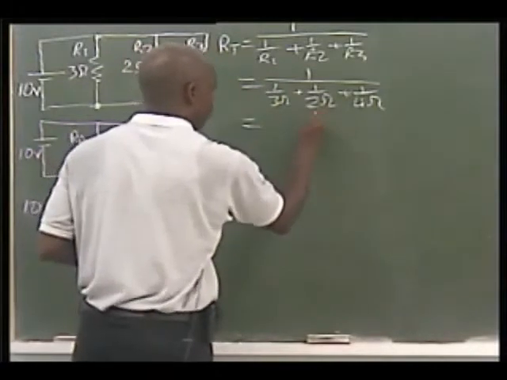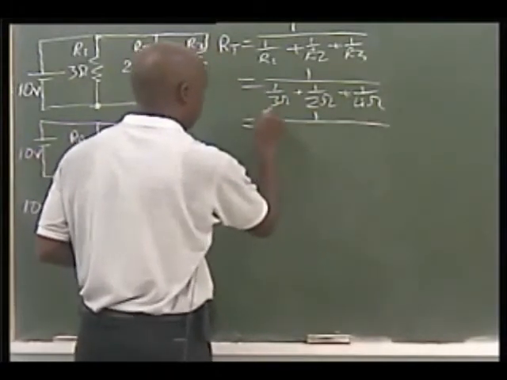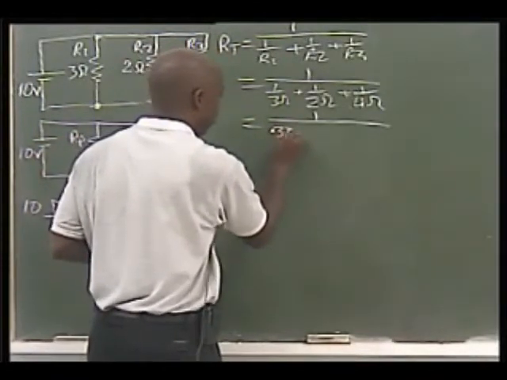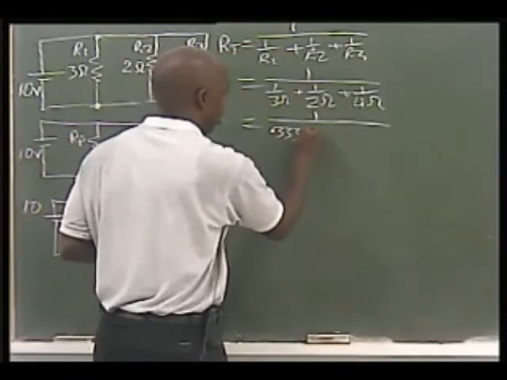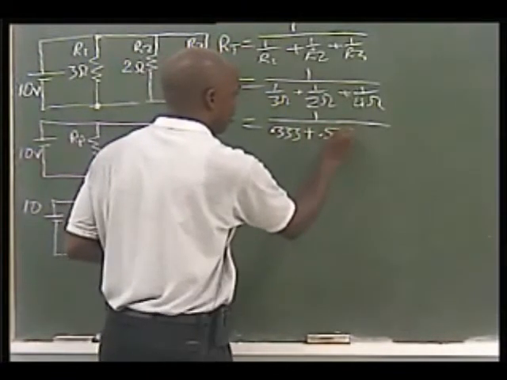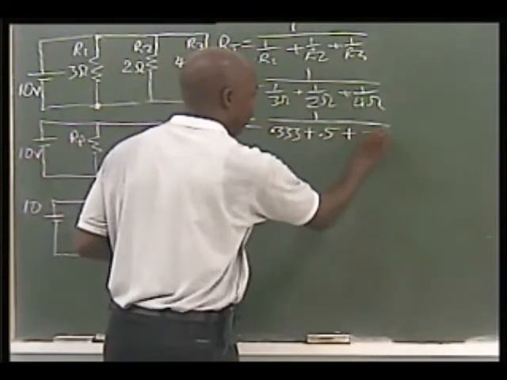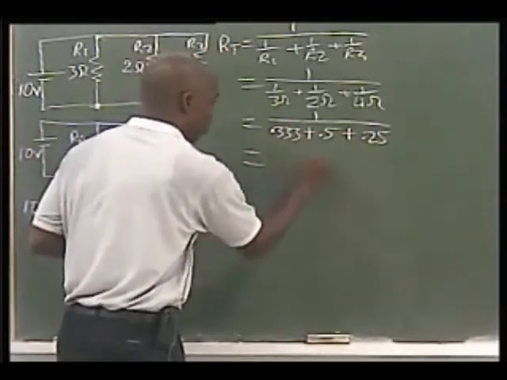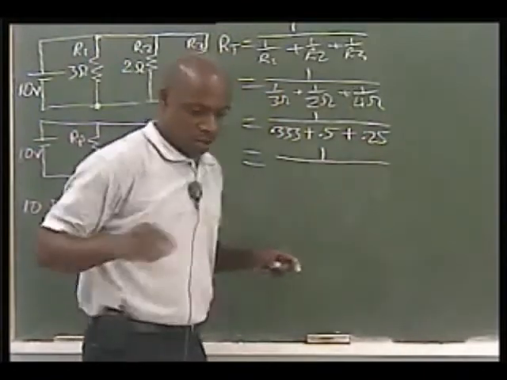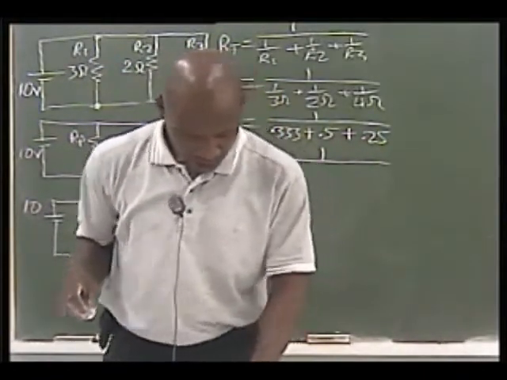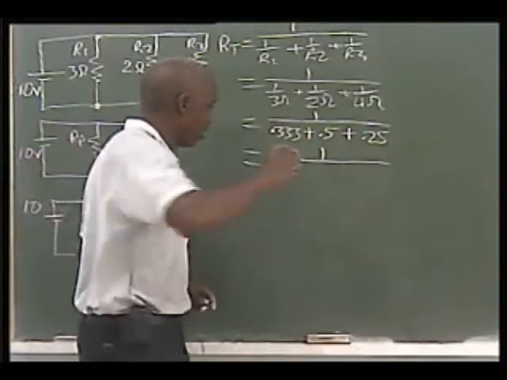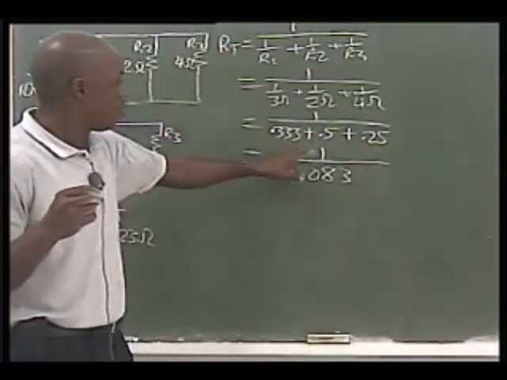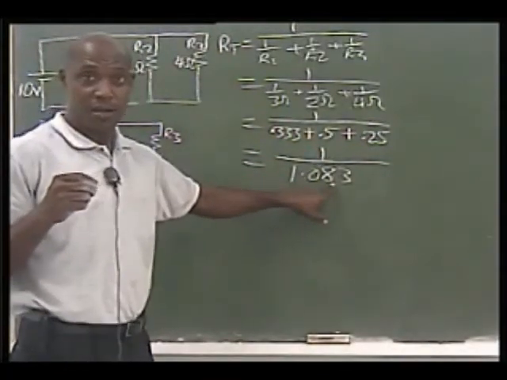That's going to be equal to, if you put it in your calculators, 1 over 3 is 0.33. 1 over 2 is 0.5, well that's easy. And 1 over 4 is 0.25. Okay? If you were to go ahead now and add these up, you will get 1.083. So it's going to be 1 over 1.083.